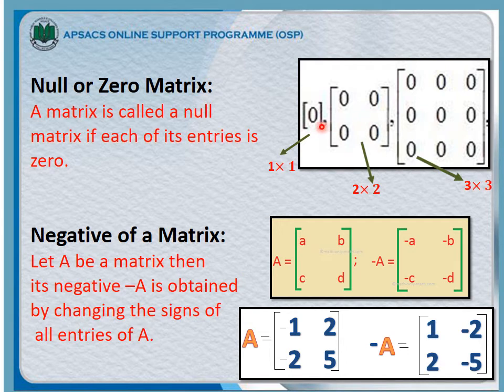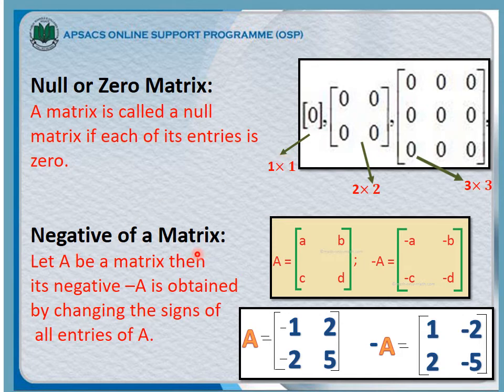You can see this is a matrix of order 1 by 1. All its entries are zeros. This is the matrix of order 2 by 2 and this is the matrix of order 3 by 3. All the entries are 0. So these matrices are null matrices.